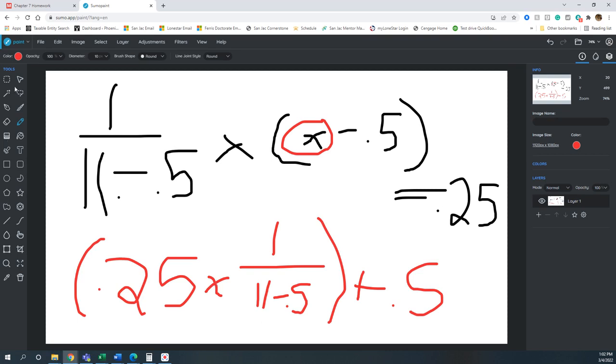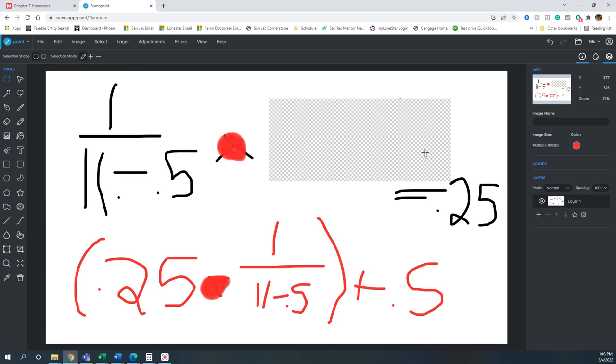So x equals 0.25 times 1 divided by 11 minus 0.5, plus 0.5. We'll make these multiplication. Okay? And then the same thing will happen.